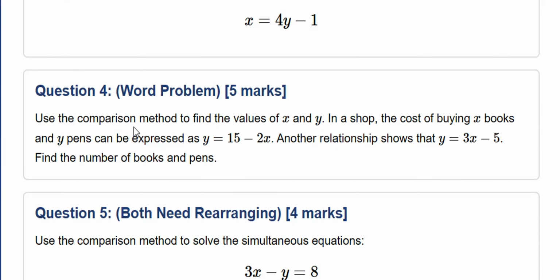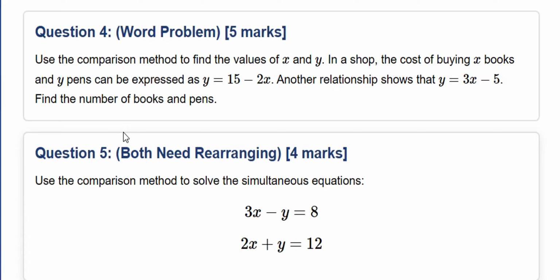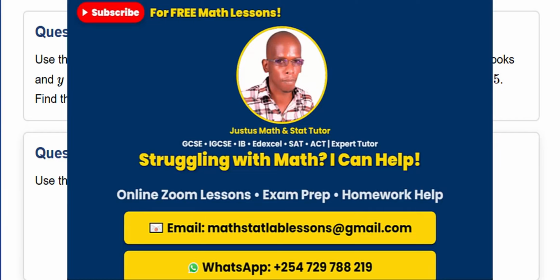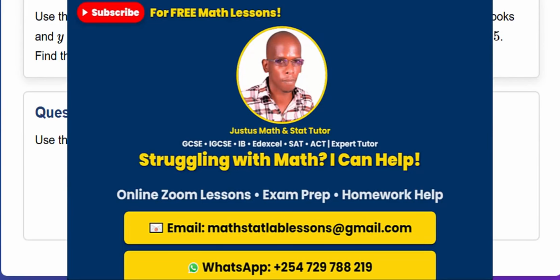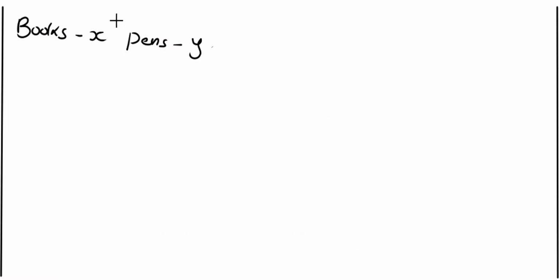So can you try to solve question 3? Then I'll try to solve question 4, which is a word problem. So in this question 4, you are told, use the comparison method to find the values of x and y. The cost of buying x books and y pens can be expressed as y is equals to 15 minus 2x. Then another relationship shows that y is equals to 3x minus 5, and the number of books and pens. So you see, books are represented by x, and then pens are represented by y.